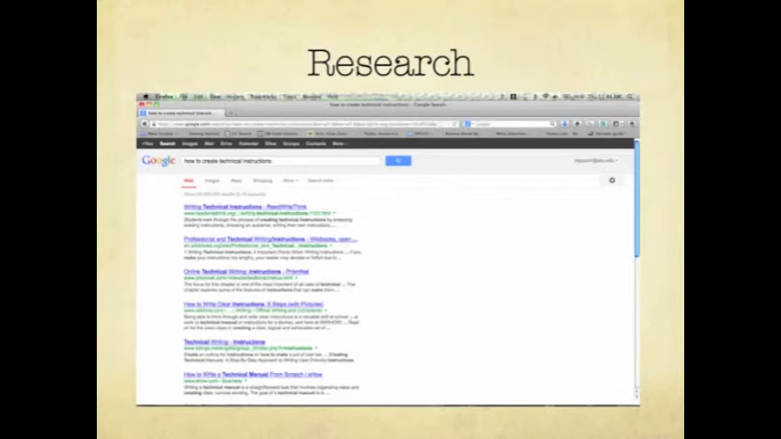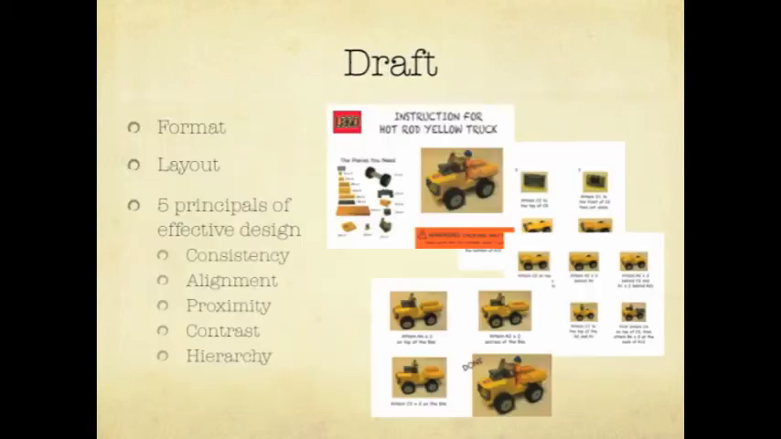The research part of the PSA process is exactly how it sounds. I searched the internet for ideas and read the chapter on technical instruction manuals. Because my technical instructions were for the age range of 6 to 9 years old, I did some additional research. I looked at my son's instructions that had come with his Lego kits. This was a great help to understand what exactly is expected of this type of manual.